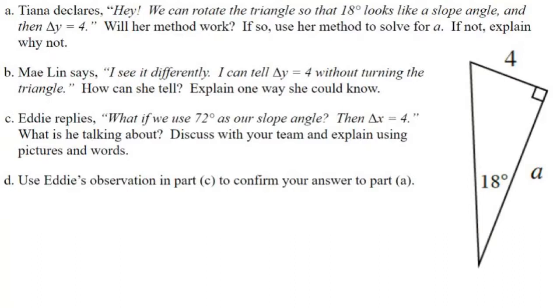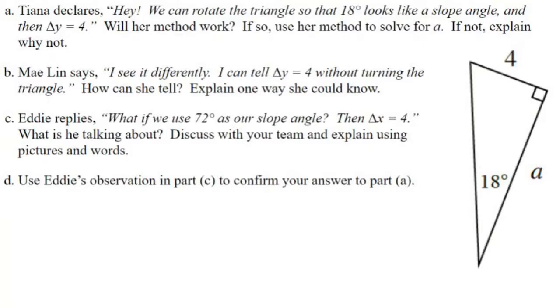If you use that, then instead of 4 being my change in y and a being my change in x, it switches. Then 72 degrees is my slope angle, a becomes my change in y, and 4 becomes my change in x. And if you solve this problem using the slope ratio of 18 degrees and solve it using the slope ratio of 72 degrees, you should get the exact same answer for a. Either way, you should get the exact same answer.